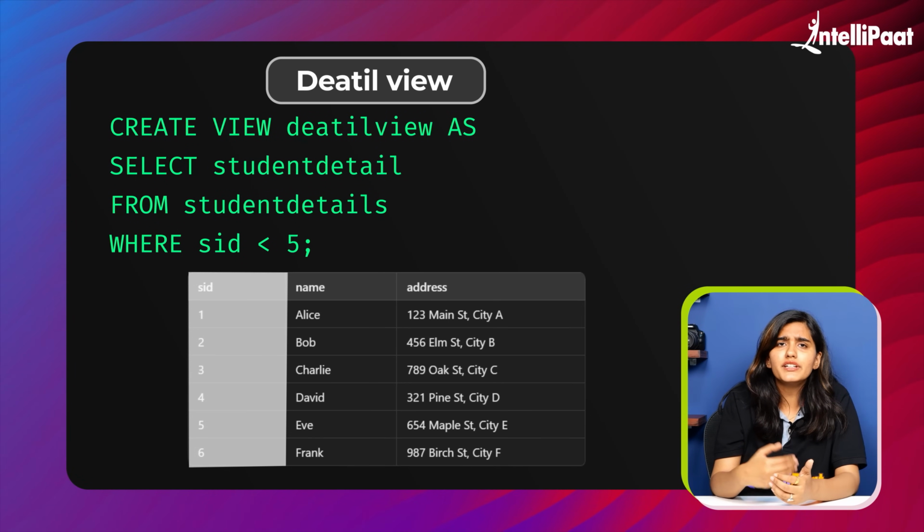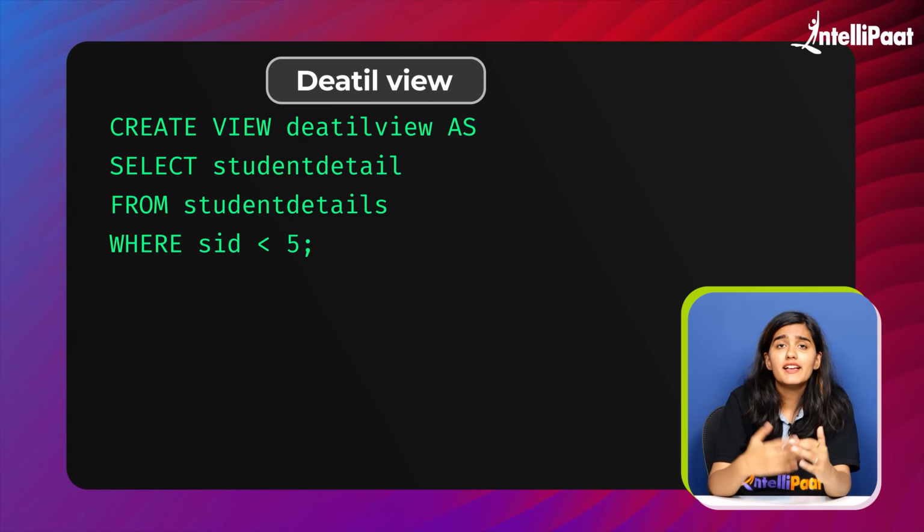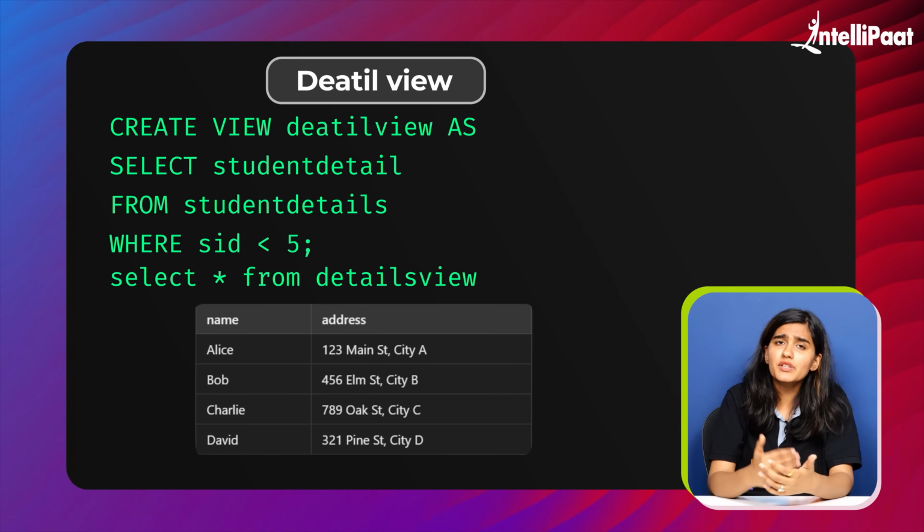And if you want to give certain conditions, say you want only those records where ID is less than 5, so put a condition, say ID less than 5. And from this, a view will be created, and to see a view, you can just perform a simple query. Select star from detail view, which is the name of our view. And you can see on the screen the view with the name and address is there.